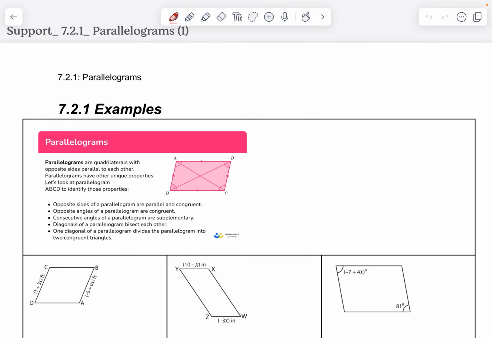Hello friends, today we are going to talk about parallelograms.